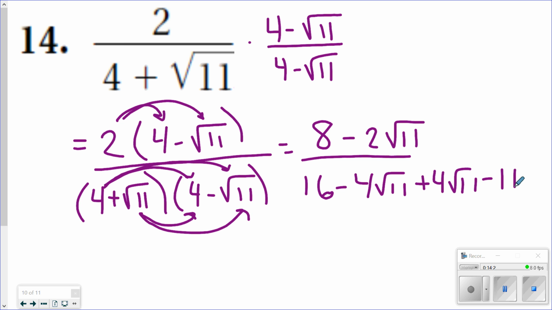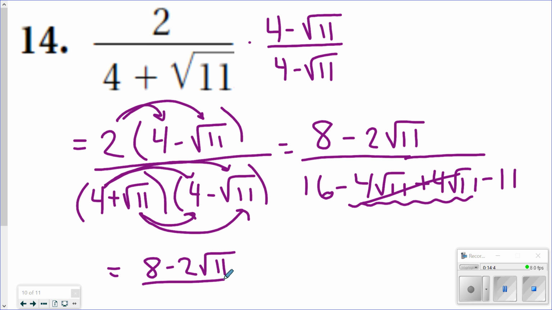Now, the whole reason we did that is so that we don't have any radicals in the denominator, and so those should cancel. If they don't cancel, that means you did something wrong. That was the whole point. So we see that those cancel, and we are left with 8 minus 2 square root of 11 divided by, I have 16 minus 11. That denominator can simplify even more. So my final answer is 8 minus 2 square root of 11 divided by 5.